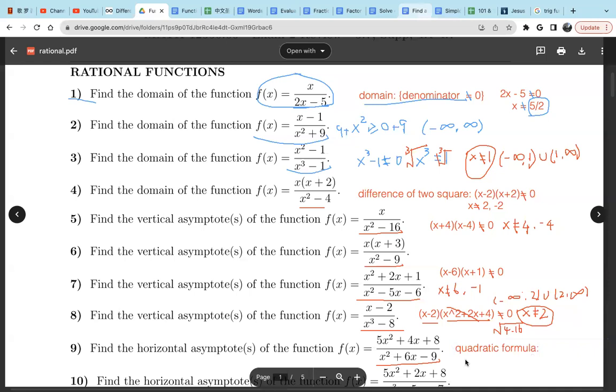The formula is negative b. It's a little bit difficult for me to write this way. Negative b, what is b? B is the number before x, plus or minus the square root of b squared, where b is 6, minus 4ac, all divided by 2a.